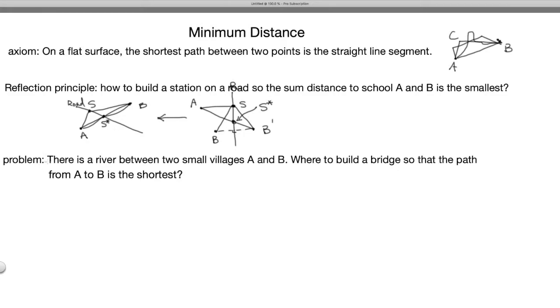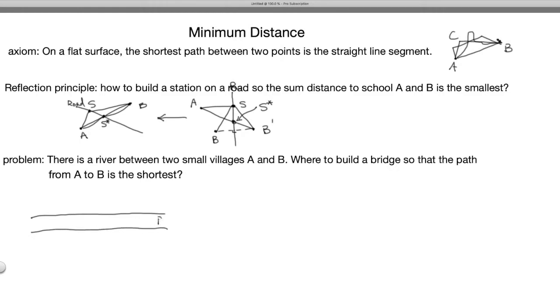Okay, the problem goes like this: there's a river between two small villages A and B. Where should we build a bridge on the river so that the path from A to B is the shortest? When we say the path, we're basically going to build a road towards the bridge from both villages. So I'm going to draw a graph to represent the idea.